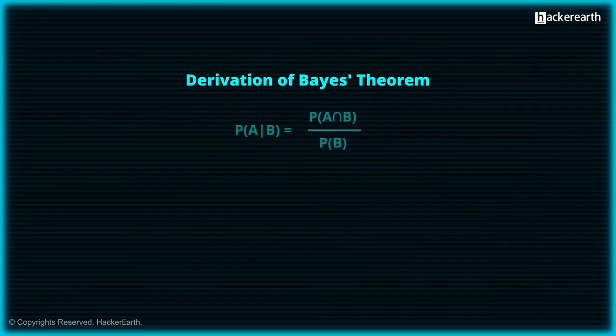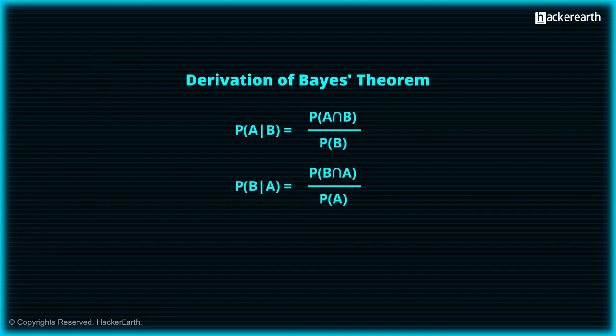The derivation of Bayes' theorem is fairly simple and straightforward. The conditional probability, P of A given B is equal to P of A intersection B upon the probability of B. Here, P of A intersection B is the joint probability distribution of two events, A and B. Similarly, P of B given A is equal to P of B intersection A upon the probability of A.